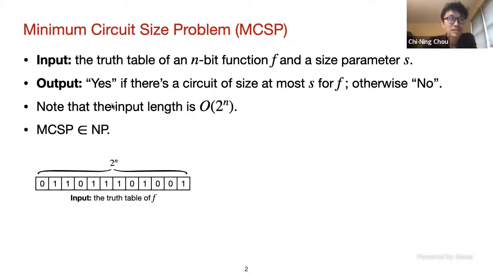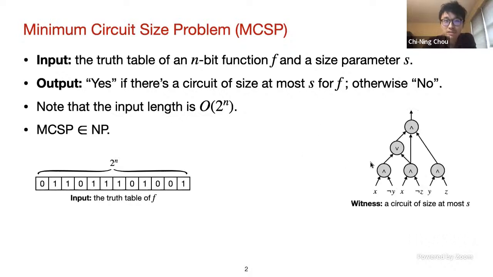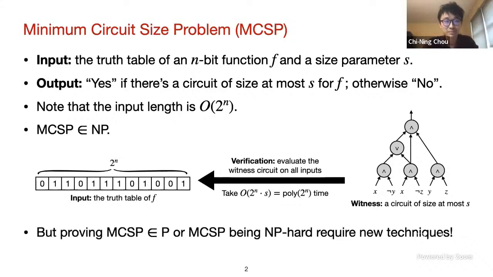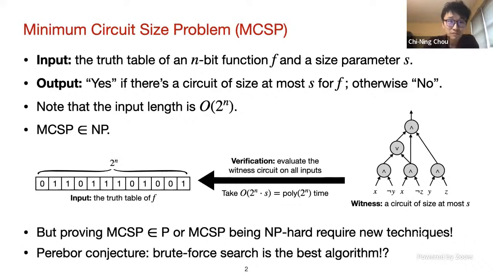Also, a quick observation is that this MCSP problem is in NP, because there is a very simple witness you can have. It's just a circuit of size s, and we know that s will be at most 2 to the n. The verification process can just evaluate all the inputs and check whether they match the truth table. So this is definitely an NP algorithm. But it turns out that this is basically the best we know about the basic complexity of MCSP. Furthermore, whether MCSP is in P or MCSP is NP-hard is a long-standing, very difficult problem. There are also lots of barrier results showing that proving either requires new techniques beyond current complexity theory. Furthermore, the best algorithmic result we know for solving MCSP is still brute force search. And some people even conjecture this is the case.